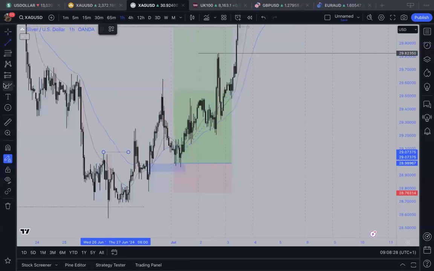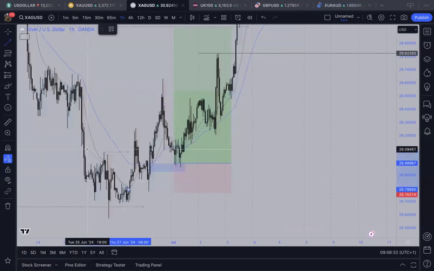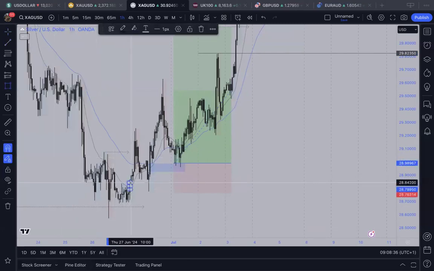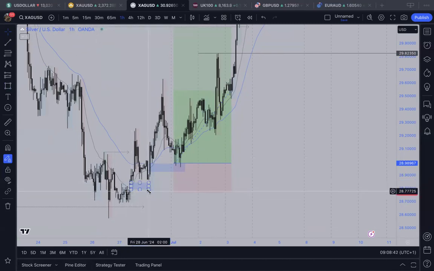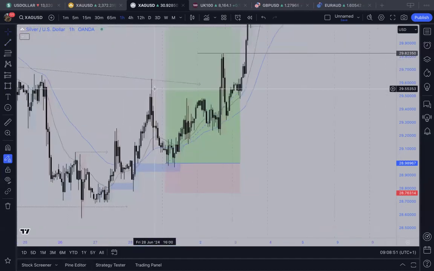If we're shifting structure, what's going to be a zone that I want to see get respected? We have this imbalance in here. That was really nice. In the Asian session, 2 a.m., we broke structures here. We came up, generated liquidity in the form of highs here, and I said, okay, cool.